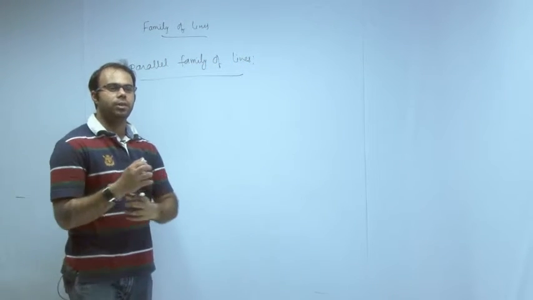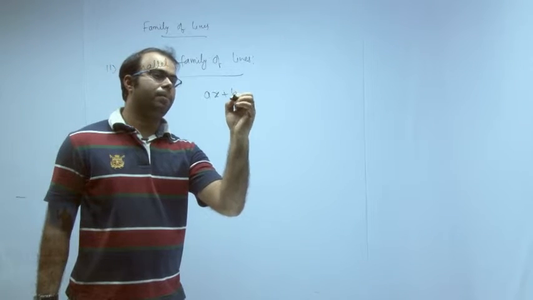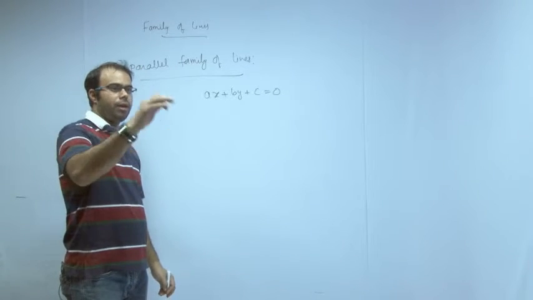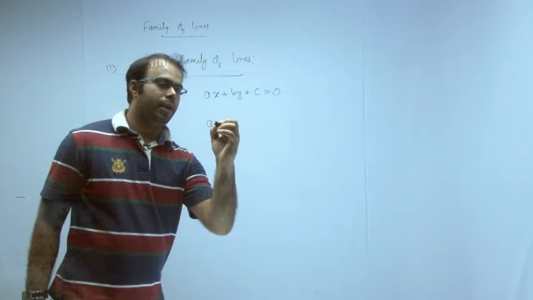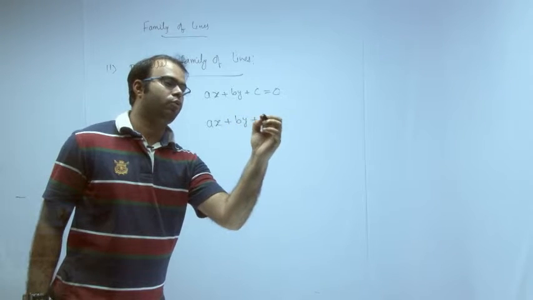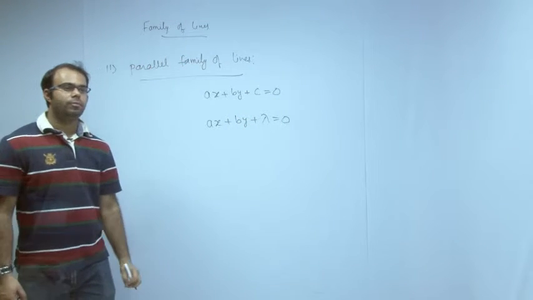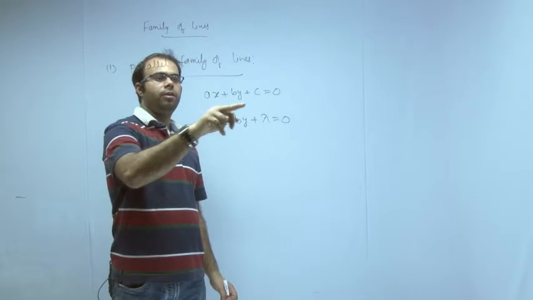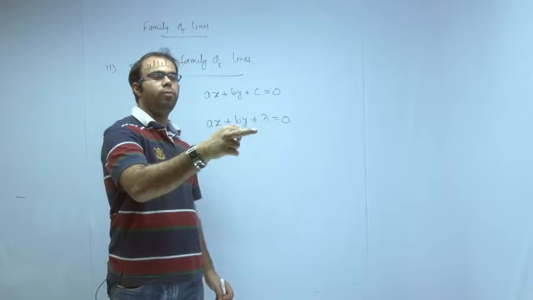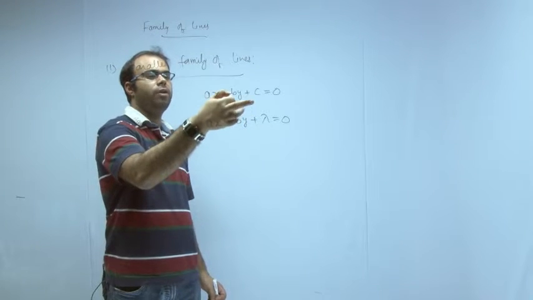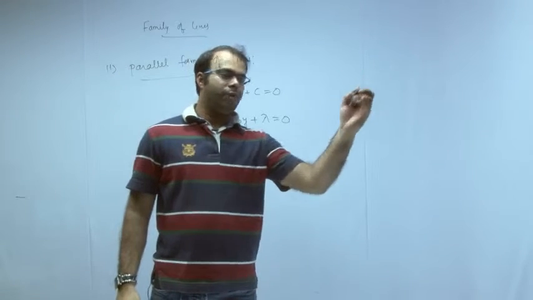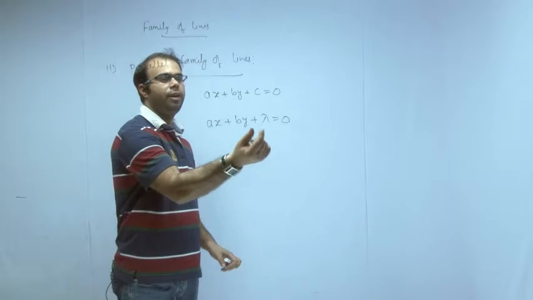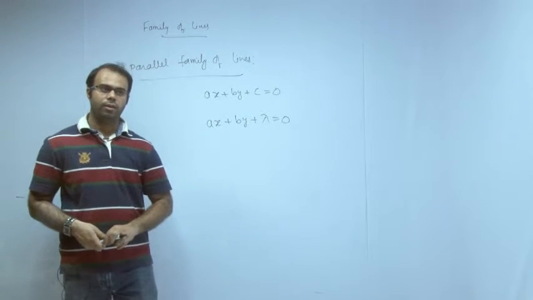Parallel family of lines means if a line is given ax plus by plus c equal to 0, and we have to find a line which is parallel to this line, then that would be ax plus by plus lambda equal to 0. Now the slope of this line is minus a by b, and the slope of this is minus a by b, so these two are parallel. This is c, this is lambda. This lambda can take any value because there could be an infinite number of lines which are parallel to this line. Further in a question some other additional condition may be given, so that you can find lambda and then you can find the equation of the specified line.